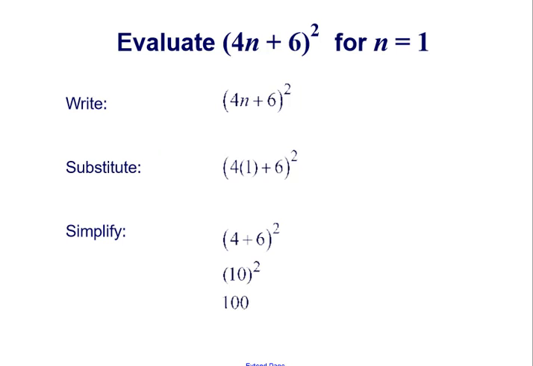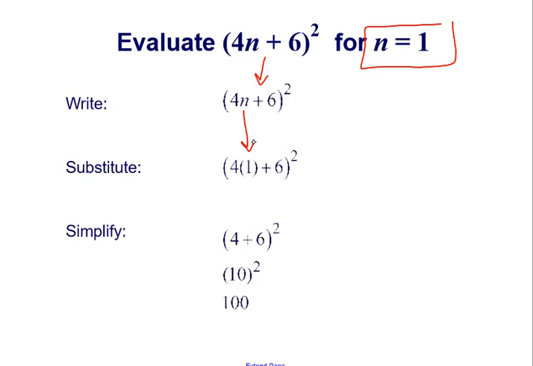Let's take a look at an example. So we have evaluate the quantity of 4n plus 6 squared for when n equals 1. So following the 3 steps, the first is to write the expression. So we have 4n plus 6 squared. We then are given the value of n equals 1, so that's what we're going to substitute in for the variable n. So you no longer will see the letter n in the expression. It's gone. So instead is parentheses 1.